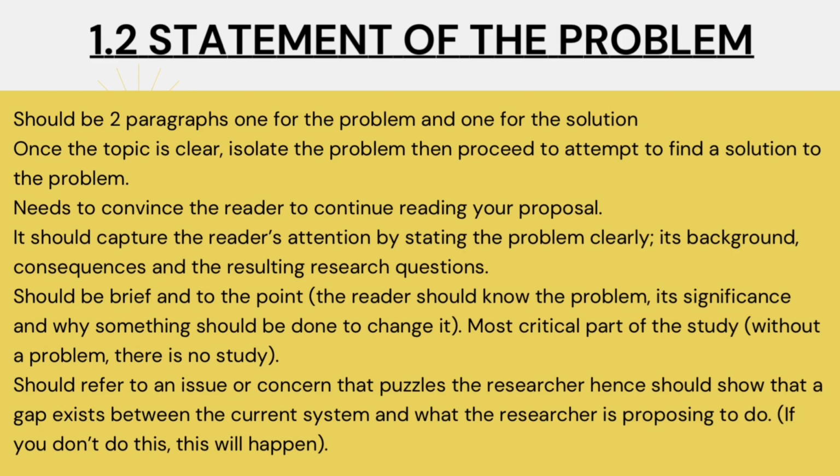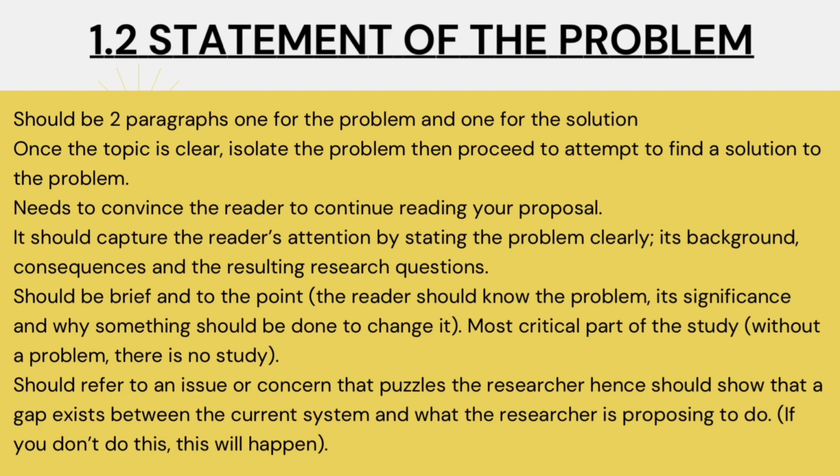Once the topic is clear, isolate the problem and then proceed to attempt to find a solution to the problem. It needs to convince the reader to continue reading your proposal. It should capture the reader's attention by stating the problem clearly, its background, consequences, and the resulting research questions. Previously, when discussing the problem, we talked about the ideal, the reality, and the consequences. Go back and review the notes that I had given earlier.